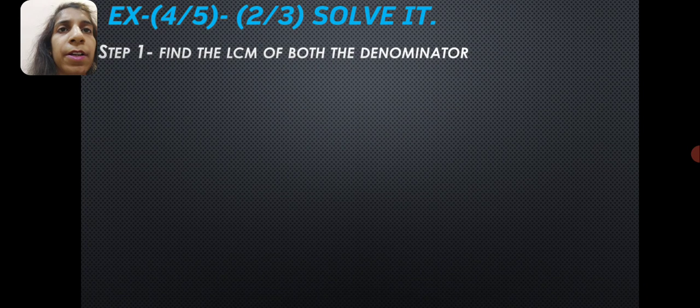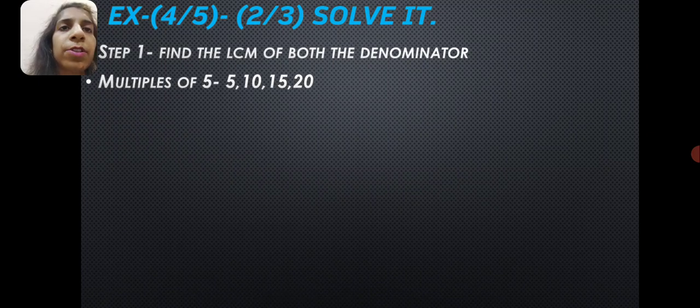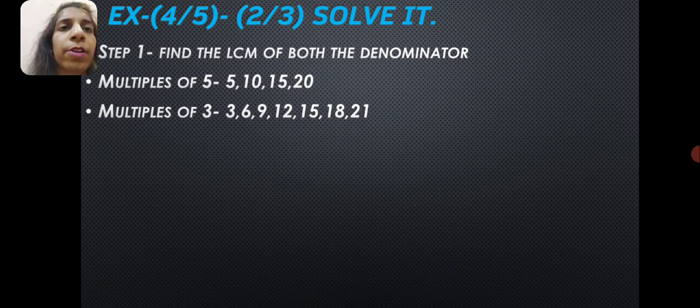Next, step 1, what we have to do is find the LCM of both the denominators. Multiples of 5 are nothing but 5, 10, 15, 20 and so on. You know the multiples of 5. Next, multiples of 3: 6, 9, 12, 15, 18, 21 and so on. These are nothing but multiples of 3. So therefore the LCD will be 15.